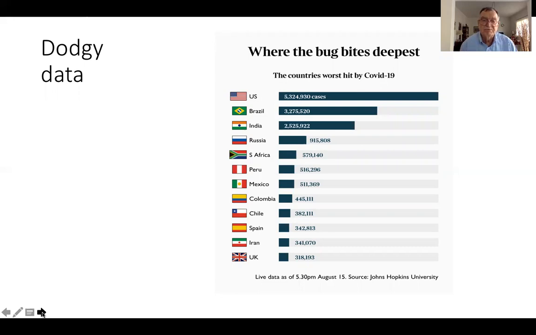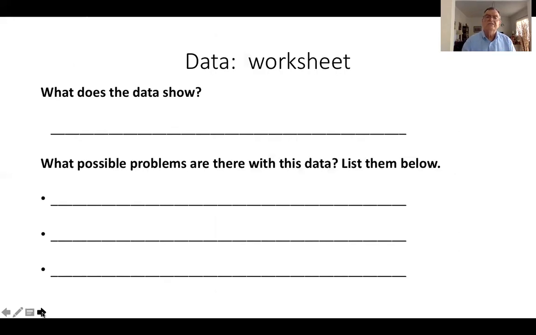And for example, here, countries worst hit by COVID, and it's the number of cases, 5 million in the US, I think this was back in August, and so on and so forth. We might start to question this by saying, well, this is not related to the size of the country, so it's not very meaningful, is it? For example, India, the size of India compared with the size of Chile or Spain. And then what do we mean by cases? A lot of questions can arise from this.